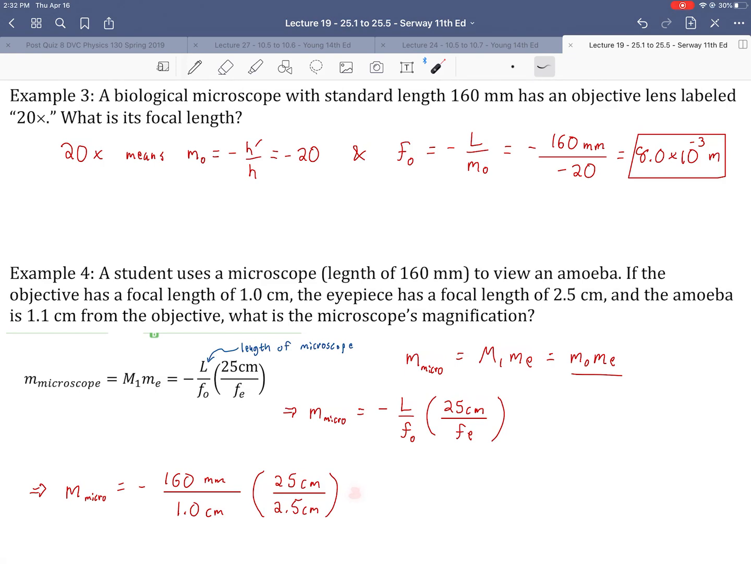Okay. So let's put that in. So negative 160 is the total magnification.